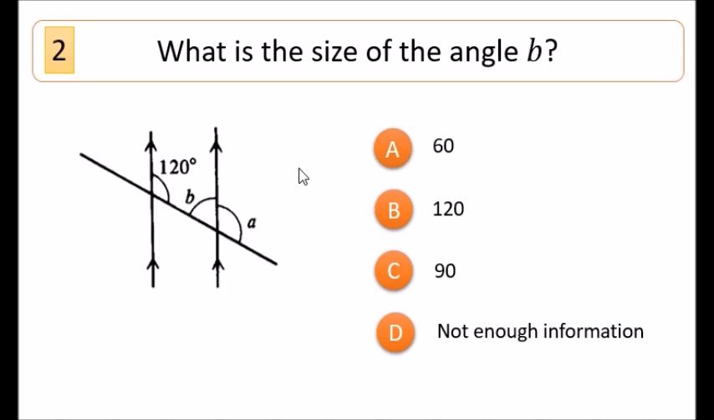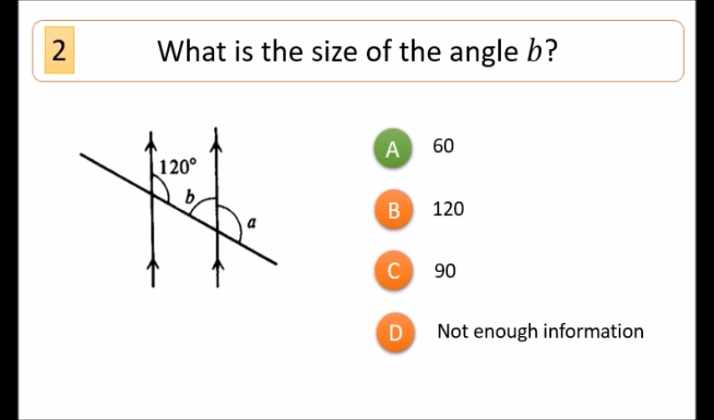Question 2. What's the size of angle B? Is it A, 60, B, 120, C, 90, or D, not enough information? We should get an answer here that B is equal to 60. That is because 120 and B are both in the middle, in between the parallel lines, and both above the transversal. So both of these angles should add up to 180 degrees. Therefore B would have to be 60 degrees.